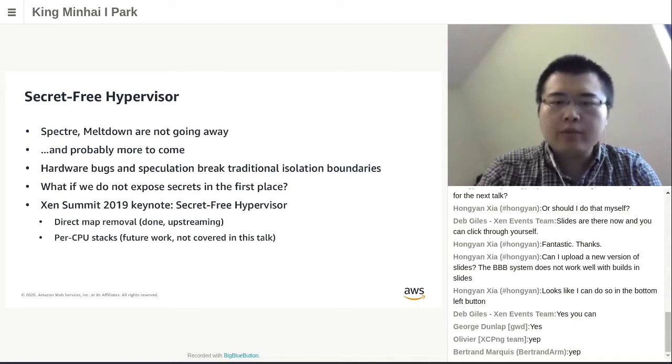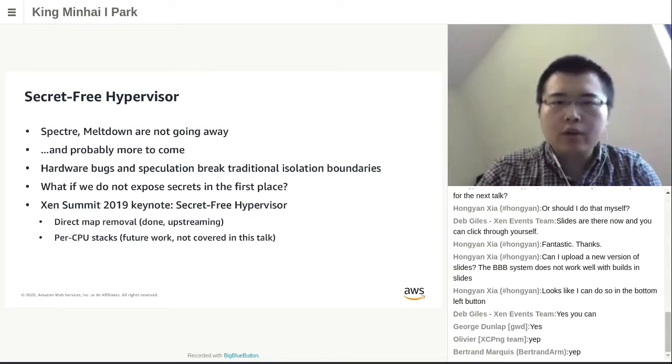So we want to build a secret-free hypervisor, which has two major components. The first one is to remove the direct map, which is going to be covered in this talk. So far, it's more or less done, it's being upstreamed, the patches have been posted upstream, and it's under review. The second component is per-CPU stacks. This is future work and is not covered in this talk.